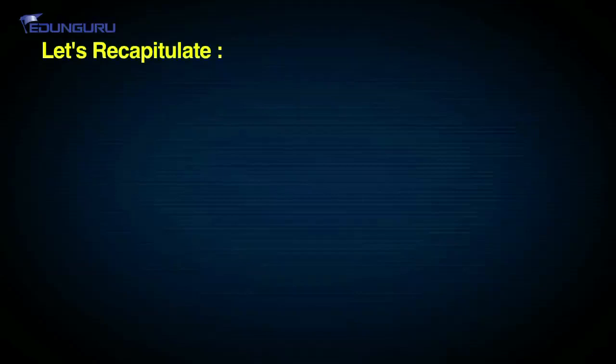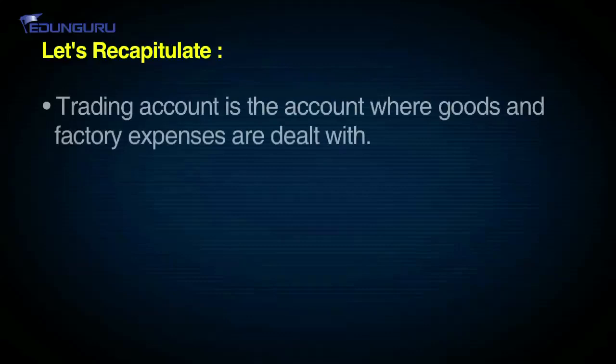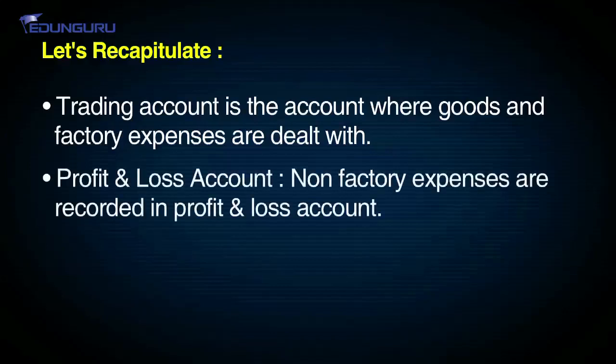So let's quickly recapitulate what we have learned today. Today we have seen that trading account is the account where goods and factory expenses are dealt with, and we have also seen good examples about it. Then we moved on to profit and loss account, where we have learned that non-factory expenses are recorded in profit and loss account. Moving further, we have recollected all the possible examples of balance sheet regarding our assets and liabilities.